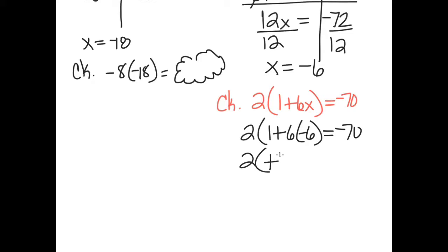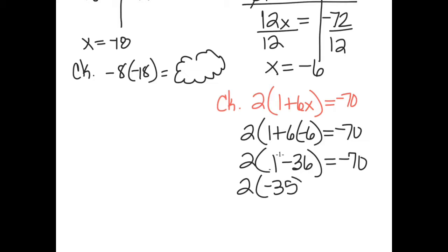2 times 1 minus 36 equals a negative 70. 2 times negative 35 equals negative 70, and 2 times negative 35 is negative 70. So that checks out perfectly. All right, let's go do an example.